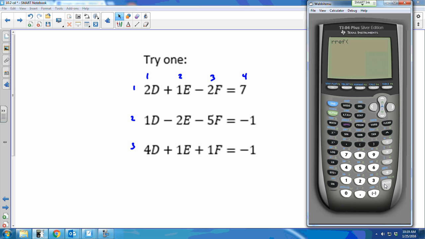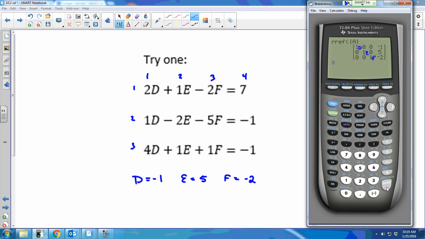Then you just need to input what matrix you want to solve. So you go back to the matrix menu and click on, I used A, so click on A. Hit enter. And it tells you, this means 1D, and this is 1E and 1F. It tells me that D equals negative 1, E equals 5, and F equals negative 2. So I know what all of those are equal to.